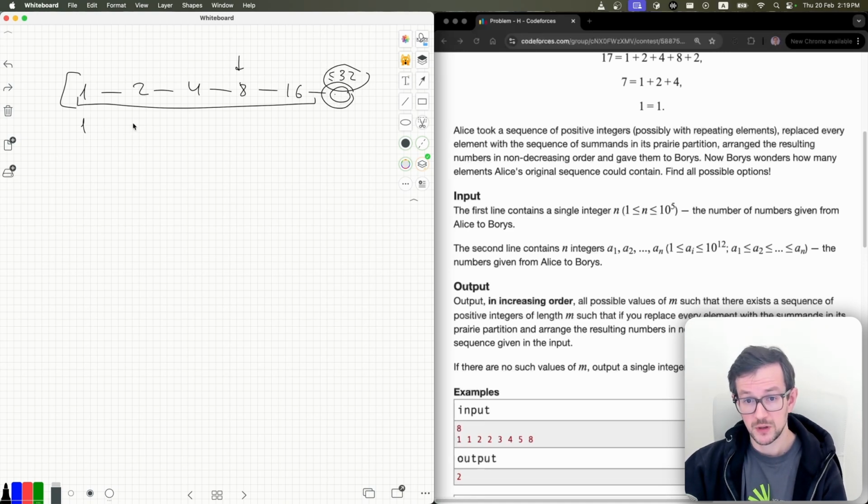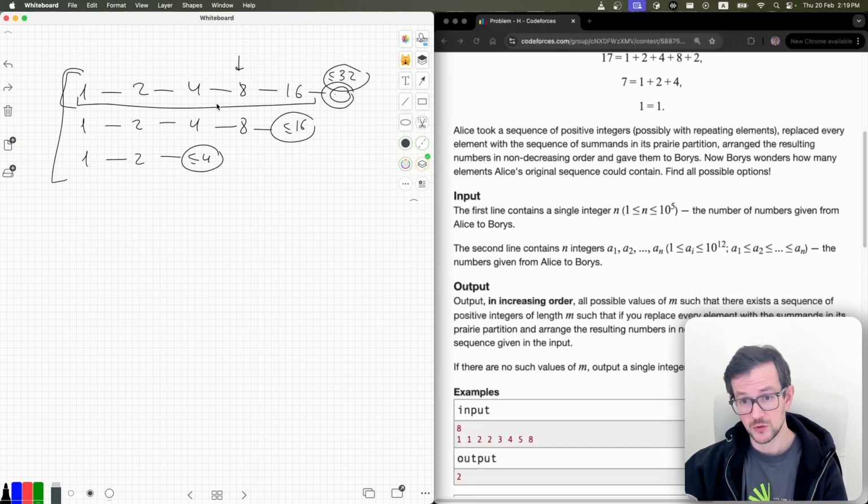So let's first find all these sequences of powers of 2. Here we have numbers at least 16. We don't know which numbers to put here, and we have another 1, 2, so here at least 4. Let's keep these positions open. So I keep these positions open, and I find all the sequences.